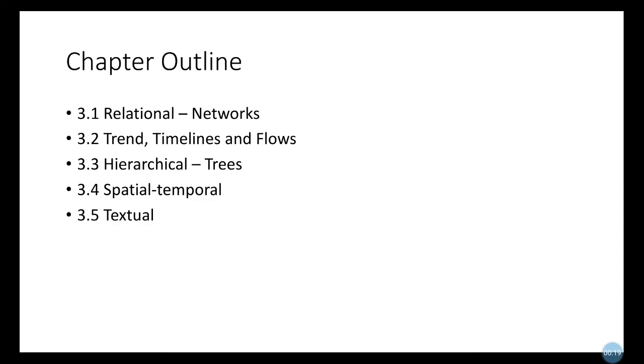The first one is relational networks. Second is trends, timelines, and flows. Third is hierarchical trees. Fourth is spatial temporal. And fifth is textual.